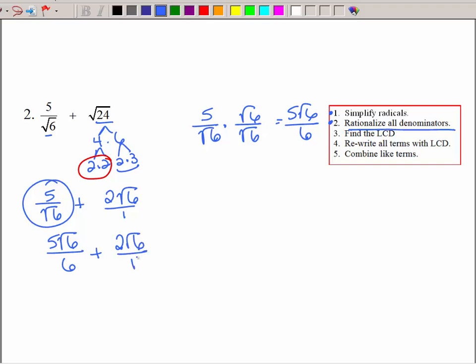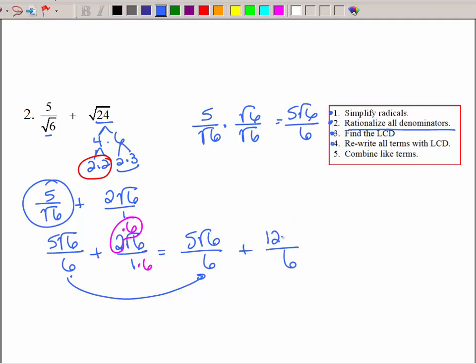So this problem becomes 5 square root of 6 over 6 plus 2 square root of 6 over 1. Then I need to find the LCD between 6 and 1, which is 6. And I need to rewrite each term with that LCD. So this is already 6, so we keep that numerator. This one I need to multiply times 6, and I want to multiply outside that radical. So that's 12 times the square root of 6.